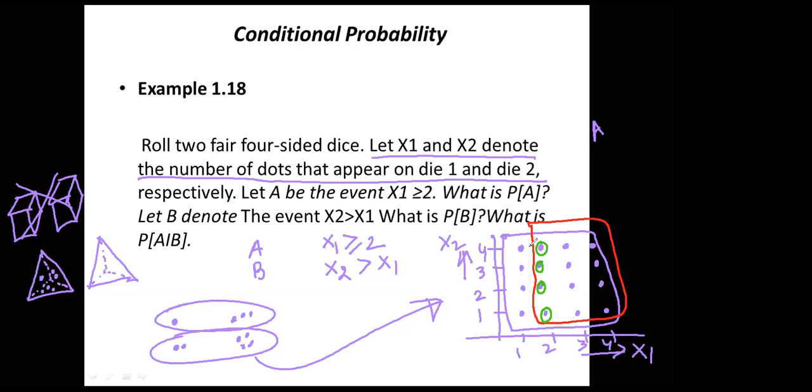You are understanding? Yes, sir. These are the combinations. When I'm talking about one particular point, there are two values: the x1 value and also the x2 value. But when I'm talking about x1 being more than or equal to 2, we are not considering x2.